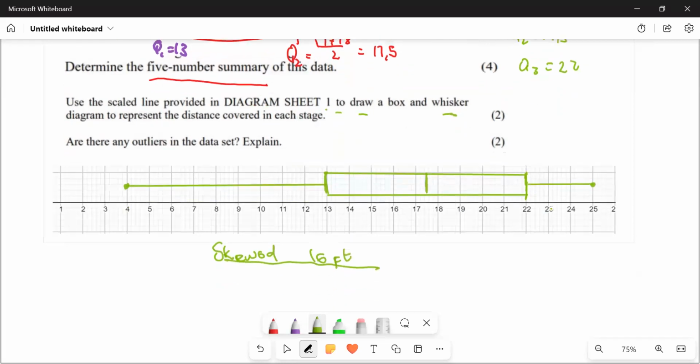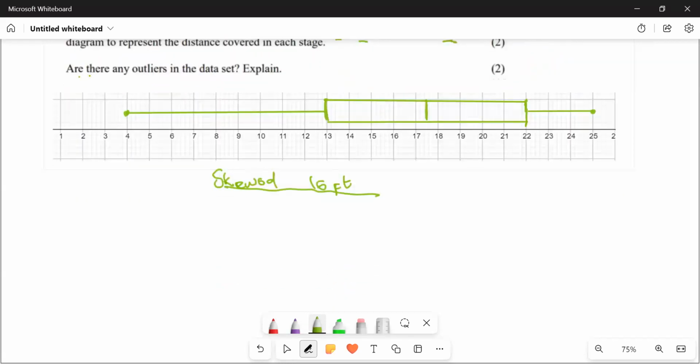Okay, let's also tackle this question here. They're asking, are there any outliers in the set of data? How do you get outliers? So I will do this one and then I will go to the upper one, because even the upper one was asking us about outliers again. So how do you get outliers? That's the question.